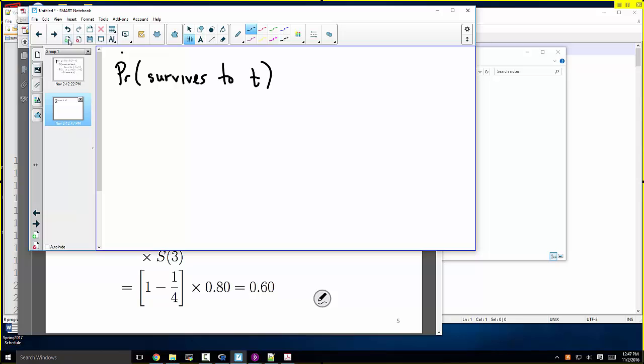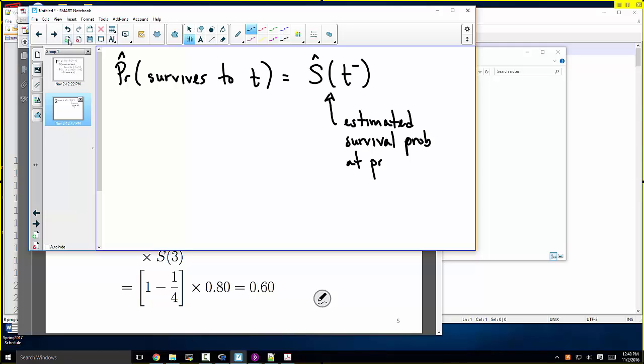We can estimate that as the survival estimate at the previous observed time point. So I'll call that S hat of t minus. This is the estimated survival probability at the previously observed time point.